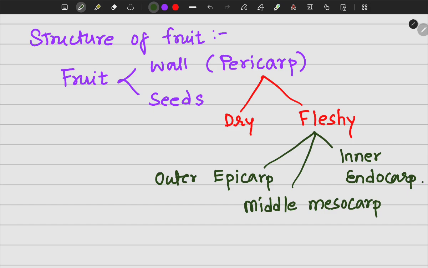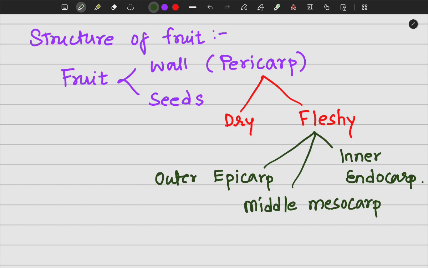Is it clear? So the parts of a fruit are a fruit wall, called a pericarp, and seeds. The pericarp can be dry or fleshy. If the pericarp is fleshy, then it further has three parts: an outer part called epicarp, a middle part called mesocarp, and an inner part called endocarp.